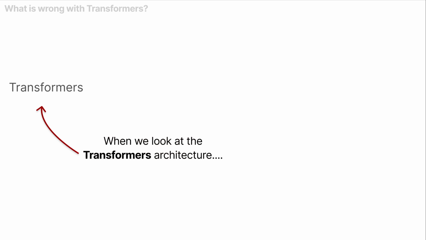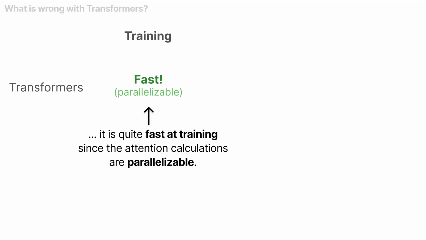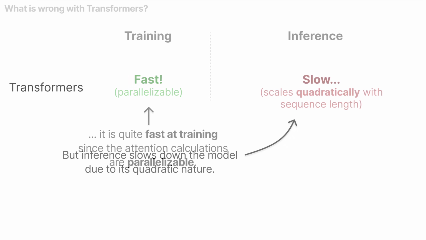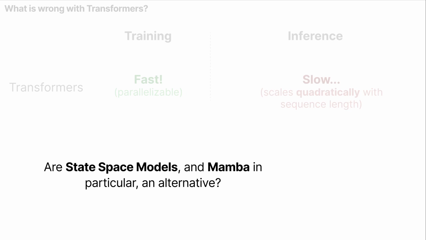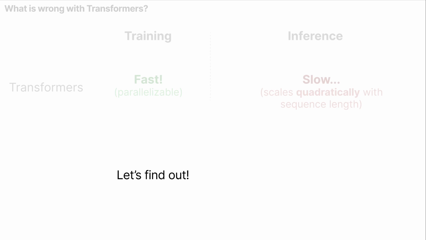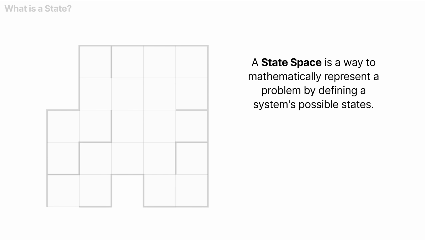When we look at the transformers architecture, it is quite fast at training since the attention calculations are parallelizable. But inference slows down the model due to its quadratic nature. Are state space models, and Mamba in particular, an alternative? Let's find out. A state space is a way to mathematically represent a problem by defining a system's possible states.